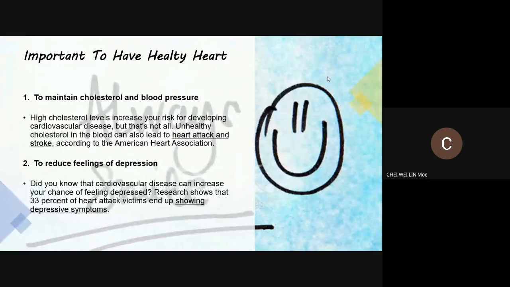The important things to have a healthy heart. First is to maintain cholesterol and blood pressure. High cholesterol levels increase your risk of developing cardiovascular disease, but that's not all. Unhealthy cholesterol in the blood can also lead to a heart attack and stroke, according to the American Heart Association. Second is to reduce feelings of depression. Do you know that cardiovascular disease can increase your chance of feeling depressed? Research shows that 33% of heart attack victims end up showing depressive symptoms.